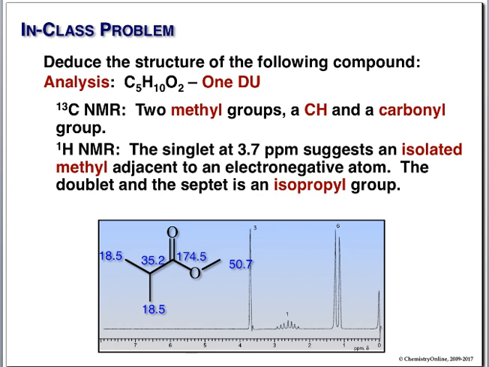Look at the shift of our isolated methyl. It's all the way down here at 3.5. So it's next to something very electronegative. This, however, is in the 2.5 region. It's next to the carbonyl, which is much less electronegative. So that's how you know it's a methyl ester and not an isopropyl ester.